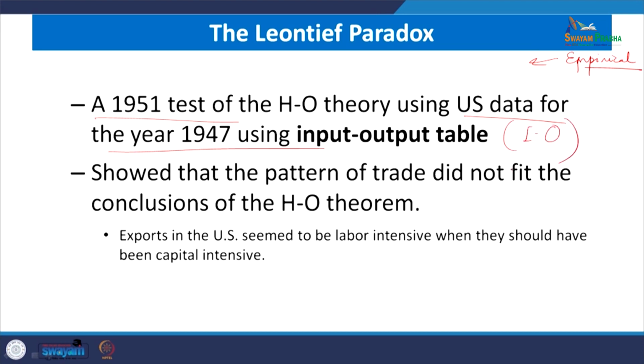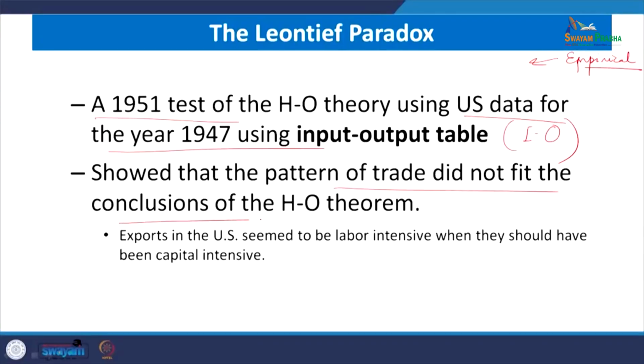Based on the US data in the IO table, Leontief identified many facts, and those facts contradicted the HO model, and they showed that the pattern of trade did not fit the conclusion of the HO theorem. As per the HO theorem, the US must export capital intensive products, India must export labor intensive products, or the countries endowed with a certain variety of factor will specialize and export to another country, and in return will import another variety which is scarce in their country.